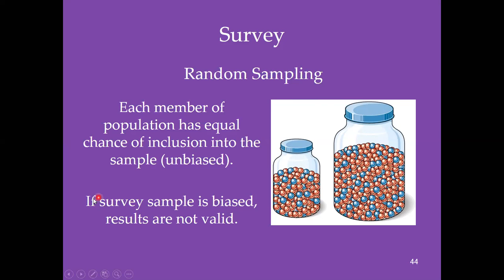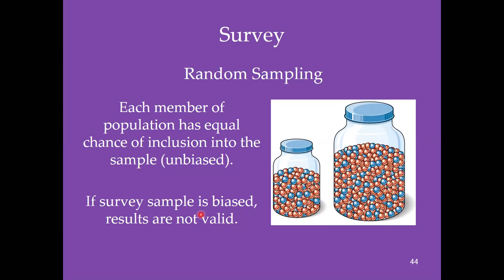Okay, now if we do not have a random sample of our population, then we say that survey sample is biased. The results are not valid. We can't count on those results giving us any useful information. It's probably better off if we didn't even do that survey then.